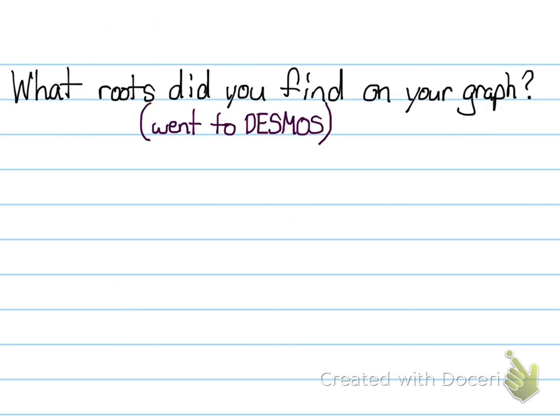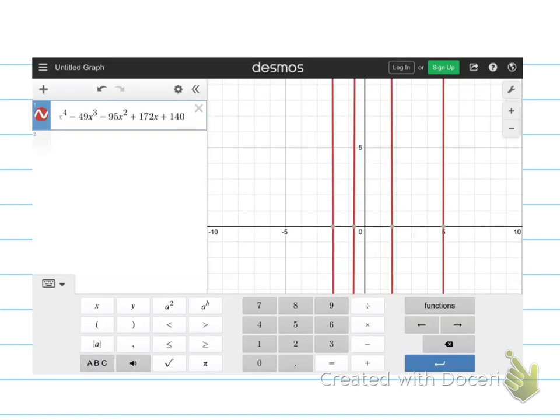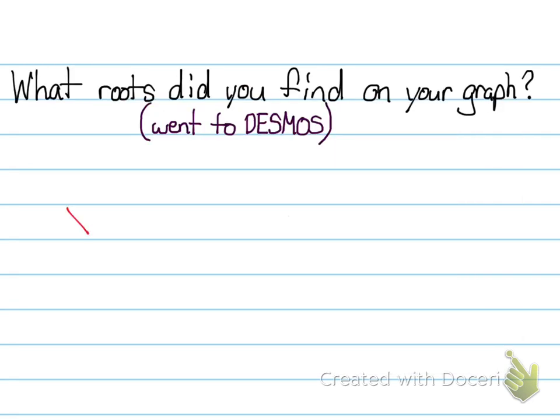What roots did you find on your graph? Now you're going to go to Desmos, and you're going to type the function in that box. I know it's cut off a little bit just because it's a little bit long. And then when it graphs, you are going to look at the x-axis to get your roots. As you can see in this particular example, some of them are kind of in between, but the ones that are spot on are this value here at x equals 5 and this one here at x equals -2. So those are the first two that I'm going to look at: x equals -2 and x equals 5.